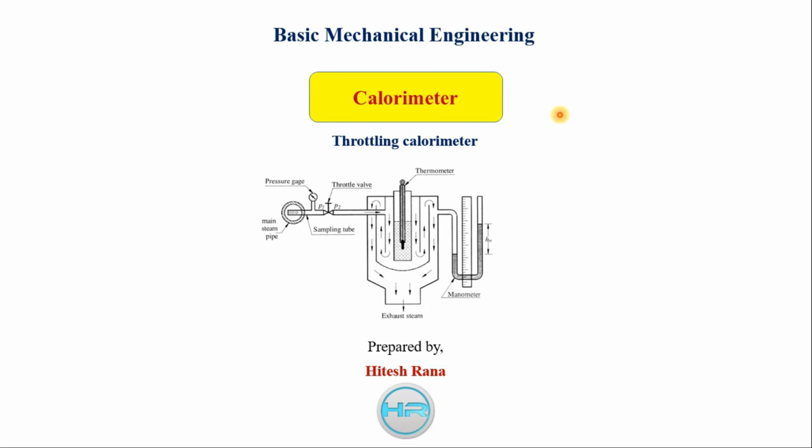Today we are going to discuss a throttling calorimeter. In my previous video, I explained the bucket or barrel calorimeter. A calorimeter is basically a device which is used to measure the dryness fraction of steam. So let's look at this.